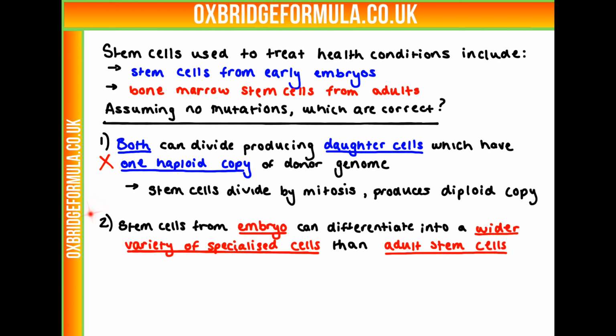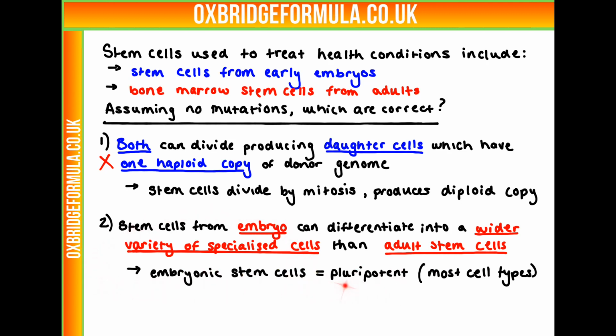And our next statement, stem cells from the embryo can differentiate into a wider variety of specialised cells than adult stem cells. What type of adjective could we use to describe these two different stem cells that would let us know what they can differentiate into? So we're going to start with embryonic stem cells. These are pluripotent, so that's going to describe what type of cell it is, and it can differentiate into most cell types. So pretty much everything apart from the embryonic cells themselves.